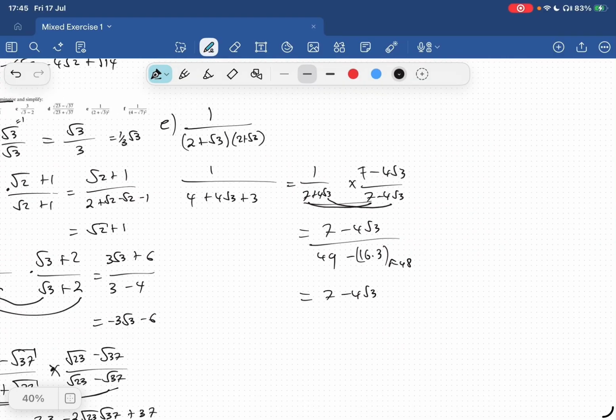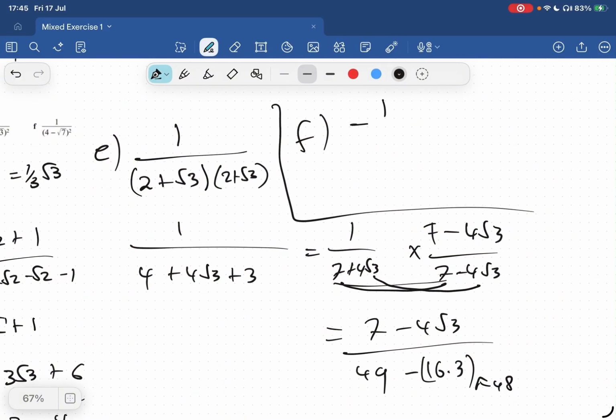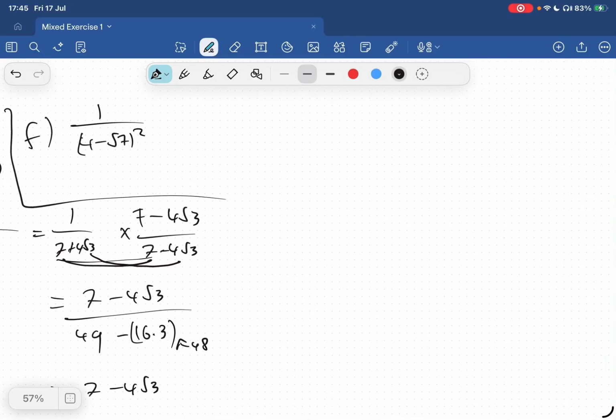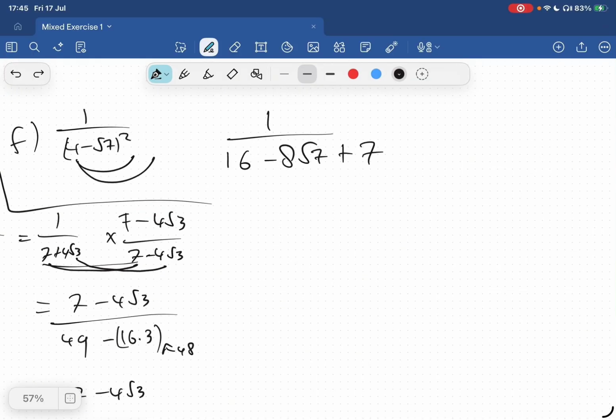Okay, now let's look at F. Give ourselves space over here. So we have the exact same thing. We need to expand this being squared first. Okay, so we have 16 take away 8 root 7 plus 7. Okay, and if I'm doing these steps a bit too quickly, then just sanity check it for yourself to make sure you follow what's going on. 23 take away 8 root 7.